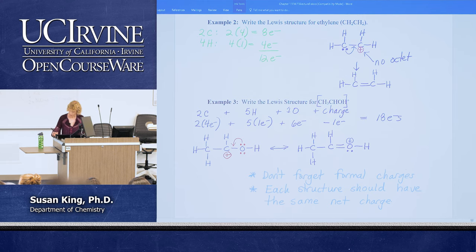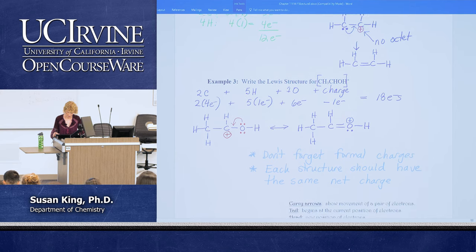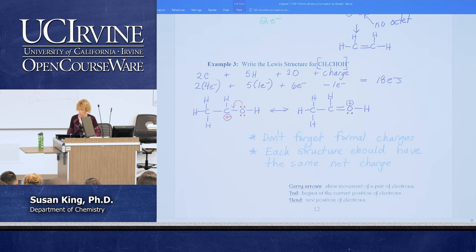Okay? So in order to go from structure one to structure two, I used a curvy arrow. Curvy arrows show movement of a pair of electrons. And it's really important you have the right direction. The tail shows where the electrons are coming from, beginning at the current position of the electrons, and the head shows the new position of the electrons.